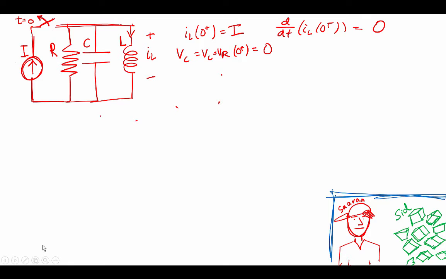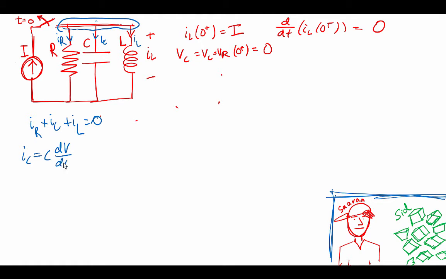So next we're going to apply KCL to this node right here. Since all of these are connected by a wire, this whole thing is basically one node. Recall that this is IR, this is IC, and this is IL. By KCL, we have IR plus IC plus IL is equal to 0. So what's IC, Salman? Well, IC is the current going through our capacitor, which is C dV/dt, right?